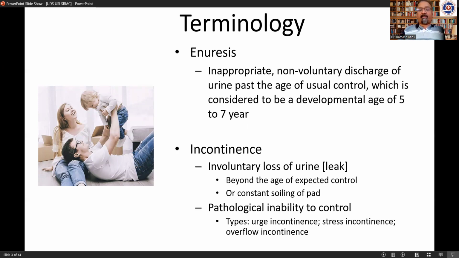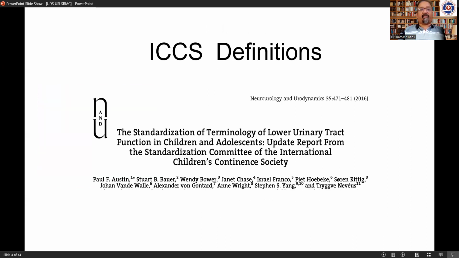Incontinence actually refers to involuntary loss of urine, also known as leak, beyond the expected age of control. That is the current terminology: any incontinence is a leak or a constant soiling of the pad. It used to be conventionally referred to as pathological inability to control, like urge incontinence, stress incontinence, overflow incontinence, different types.